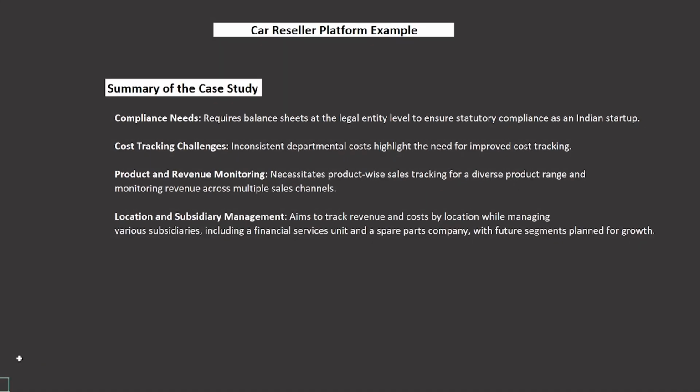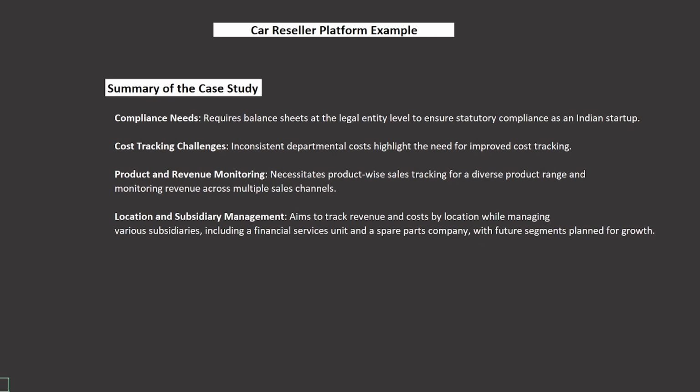In the second case study, we analyze a car reseller platform, specifically a startup seeking effective reporting solutions. The company's agile business model adapts frequently, yet they require their balance sheet at the legal entity level to meet statutory compliance as an Indian startup. Additionally, some departmental costs have been inconsistent, prompting the need for more effective cost tracking. The company offers a diverse range of products including hatchbacks, sedans, SUVs, and luxury vehicles, necessitating product-wise sales tracking. They operate through multiple channels, offline, online, and omni-channel, as well as through telemarketing services, and they aim to monitor revenue across these channels as well.